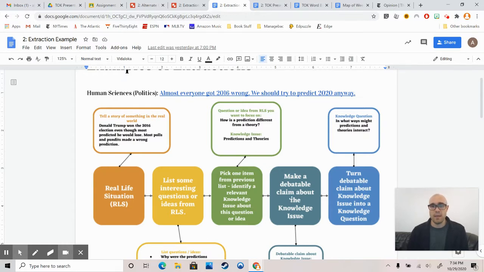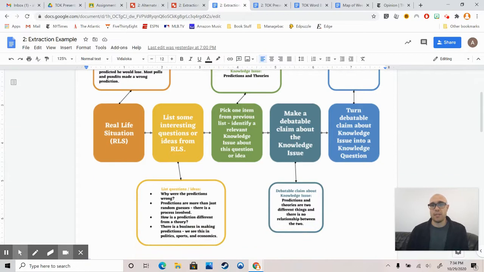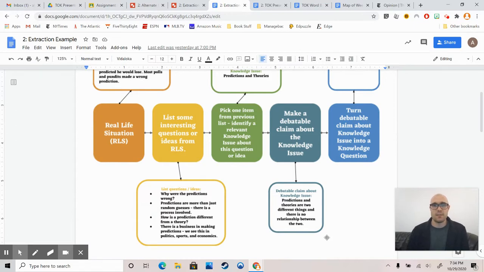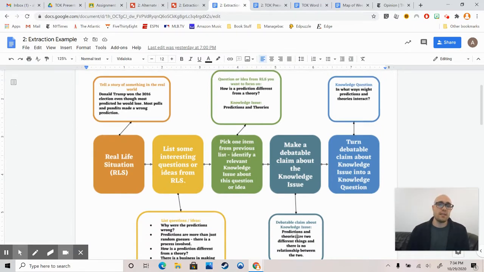I then take my knowledge issue and I make a debatable claim about it. It says here, predictions and theories are two different things, and there's no relationship between the two. It's quite a bombastic claim. But then I take this claim and just turn it into a question. It's kind of examining, is this true? Or in what ways do they interact? So I turned this claim into this question: in what ways might predictions and theories interact?